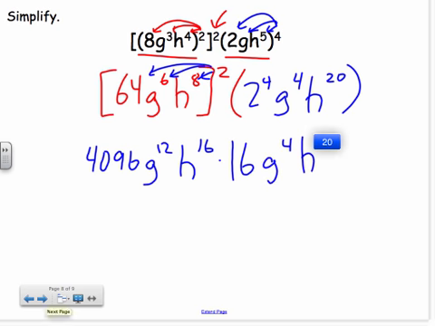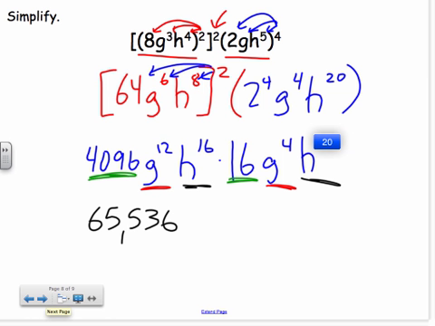There's still one step left in here. If you notice, I have two numbers, variables with g, and I also have variables with h to a power. So we can go ahead and combine our like terms in a way. So we take 4,096 times 16.